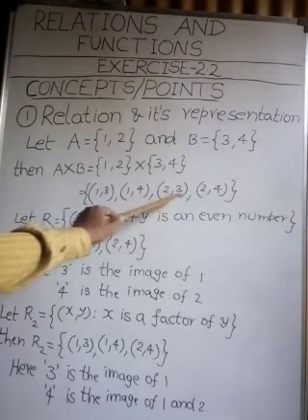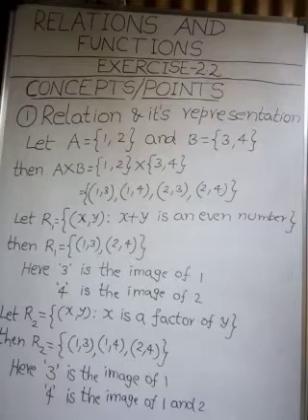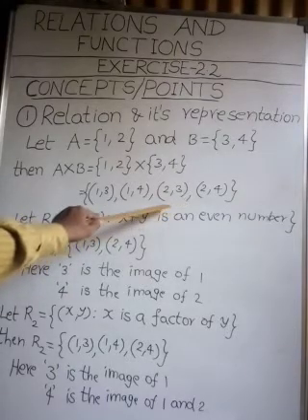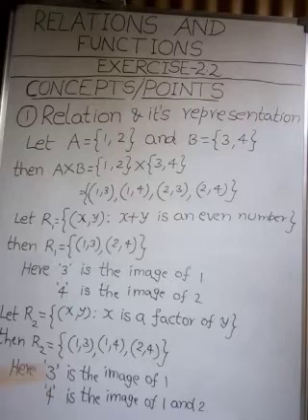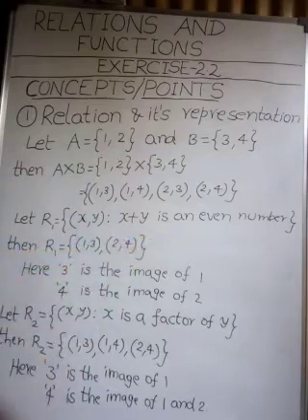2 plus 3. What will you get here? 5. Is it an even number? No, it is not an even number. It is an odd number. So this ordered pair should not be written in R1 because this ordered pair is not satisfying this relationship. Understood the point, my dear children?